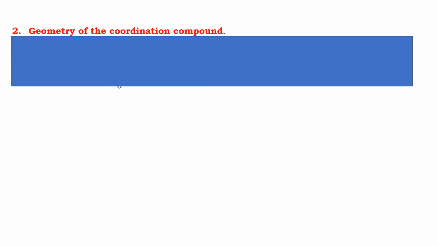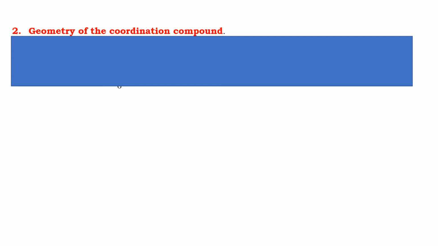The second factor that affects the value of 10 Dq is the geometry of the coordination compound. That means we have to consider whether the compound is octahedral, tetrahedral or square planar. Depending upon the geometry, the 10 Dq value will change in magnitude. So I am taking the same compound, but in different geometrical arrangements. For example, I am considering tetrahedral and octahedral complexes.